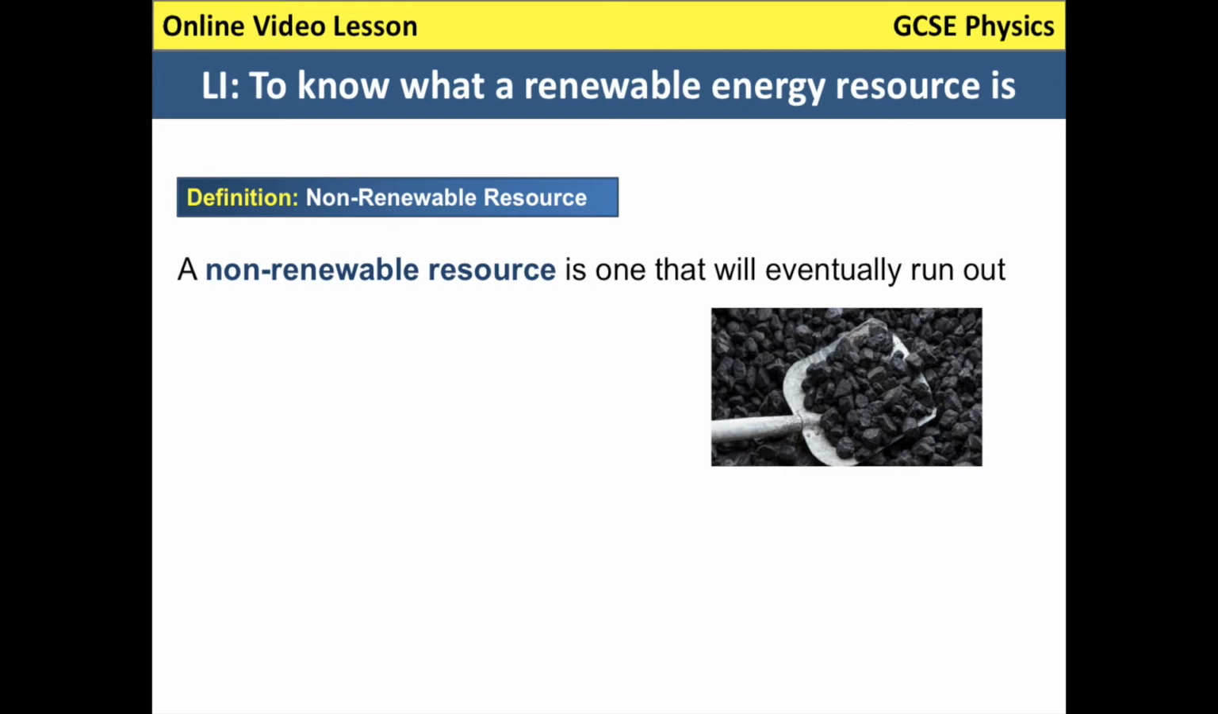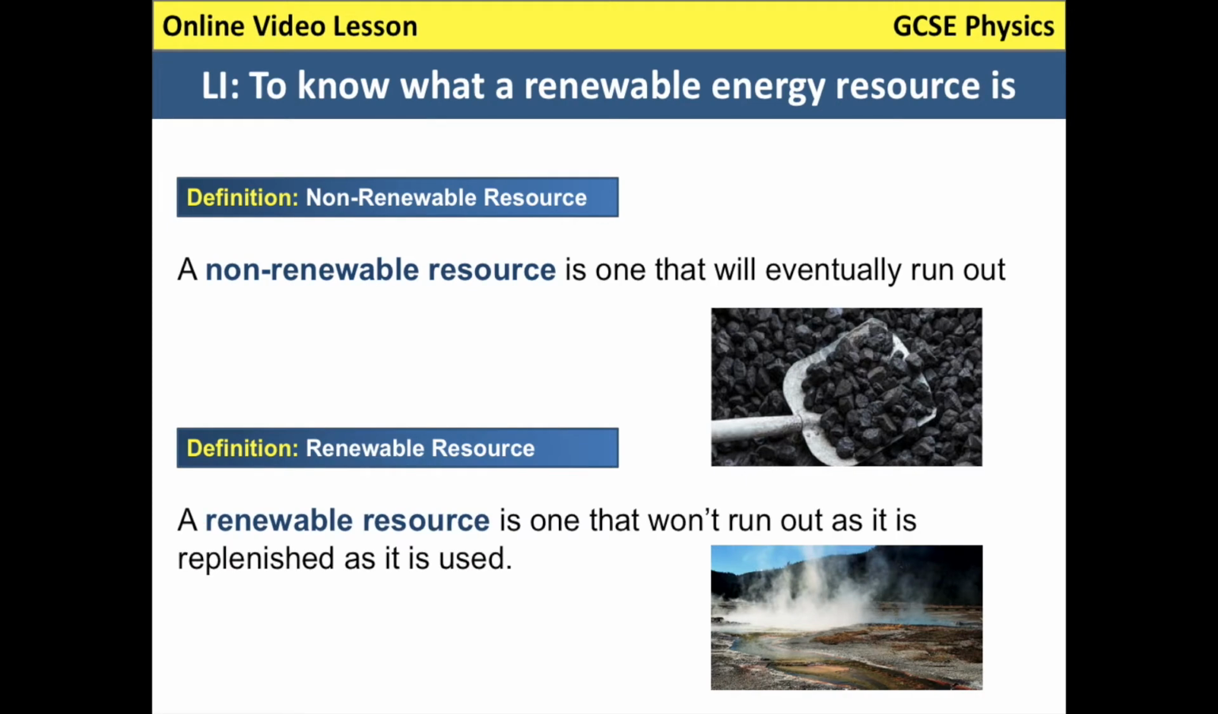So scientists are, of course, working on developing renewable energy resources. Now, a renewable energy resource is one that will not run out because it is replenished as it is used. Examples of renewable energy resources might be geothermal power, which is what I've got pictured there for you on the board, but also biofuels and wind turbines would also be considered renewable.